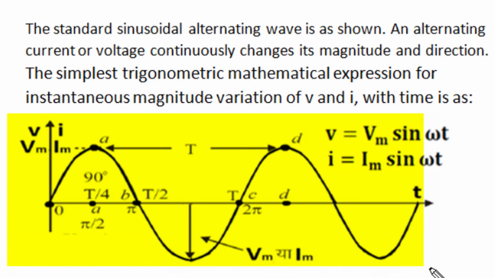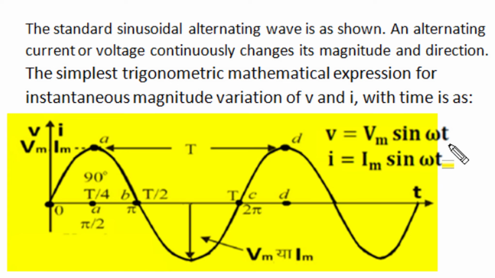So let's start. A standard sinusoidal wave is as shown in this yellow highlight. This starts from instantaneous value 0 at time 0 condition and increases in positive direction in a non-linear manner. The simplest trigonometric and mathematical expression for instantaneous magnitude of voltage or current is expressed as shown here. Here Vm and Im are respectively peak magnitude or amplitude of voltage and current, and omega is angular frequency.